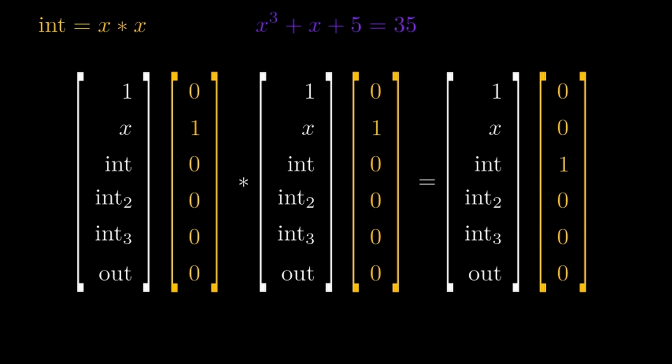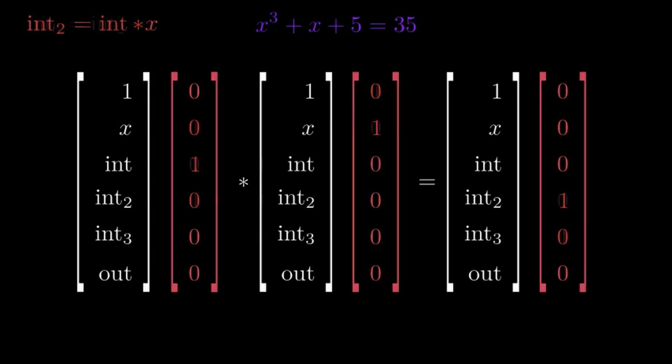Now if we take the second constraint, int2 equals int multiplied by x. Well, the structure here is quite similar. So on the left hand side of the operation, we have one copy of int, so we put a 1 in line with the int. And on the right hand side, we just have an x again. Then on the equals side, we have one copy of int2. Then of course we'll do something similar for the third and fourth constraints.